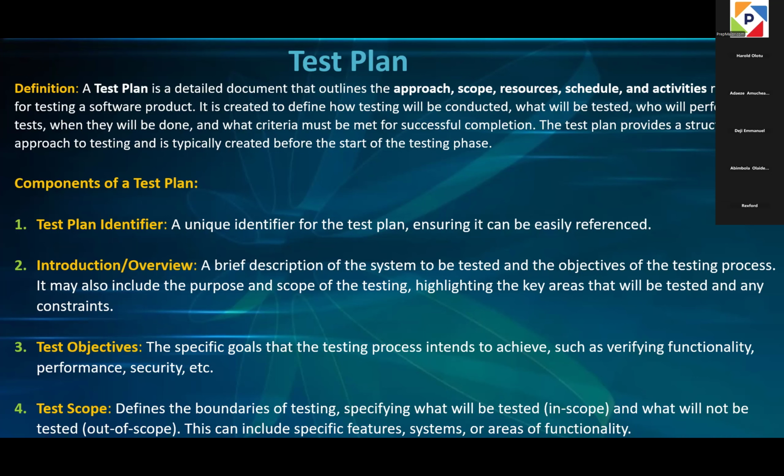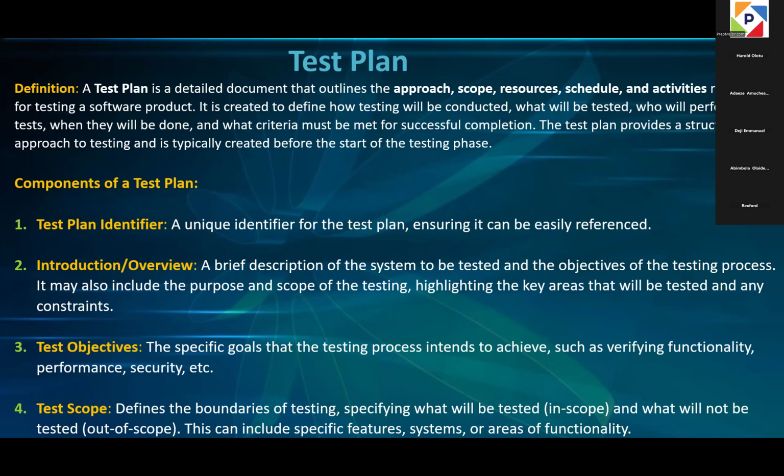So, on a high level, the components of a test plan. We have the test plan identifier, a unique identifier for the test plan, ensuring it can be easily referenced. We have the introduction and overview component, which is a brief description of the system to be tested and the objective of the testing process. It may also include the purpose and scope of the testing, highlighting the key areas that will be tested and any constraints.